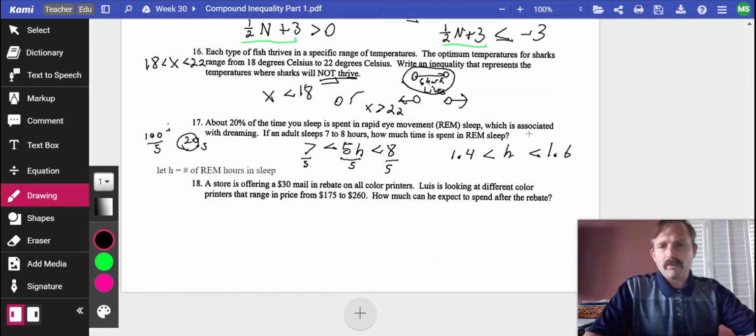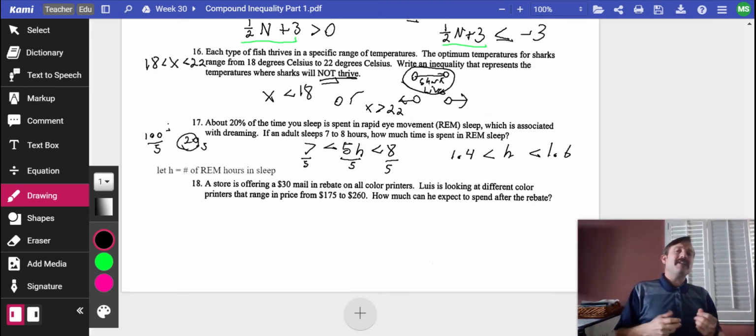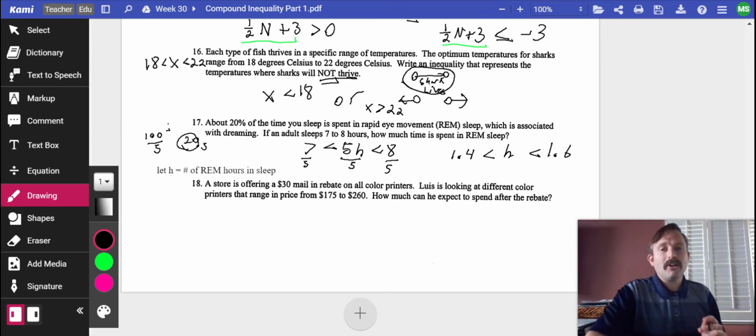All right, final one. A store is offering $30 million. Oh, sorry, million. $30 mail-in rebate. I wish it was a $1 million mail-in rebate. Store is offering $30 mail-in rebate on all color printers. Luis is looking at different color printers that range from the price $175 to $260. How much can he expect to spend after the rebate?